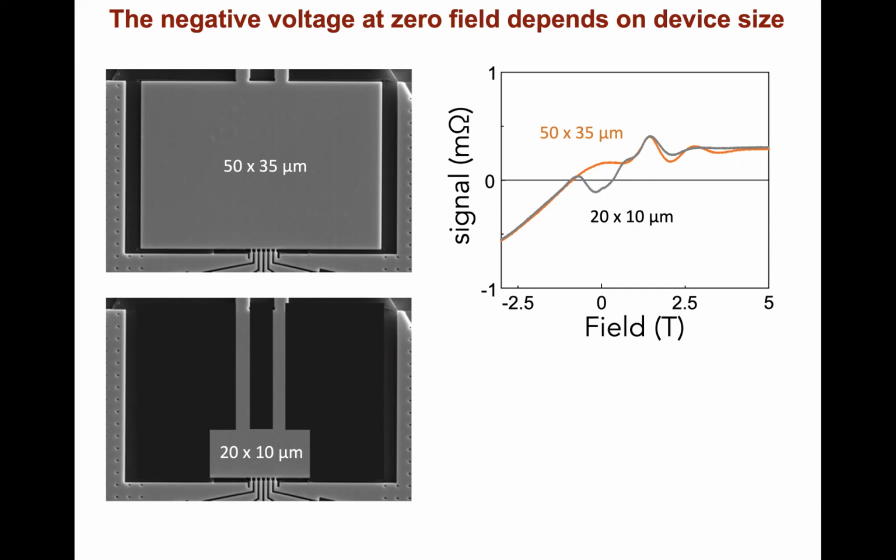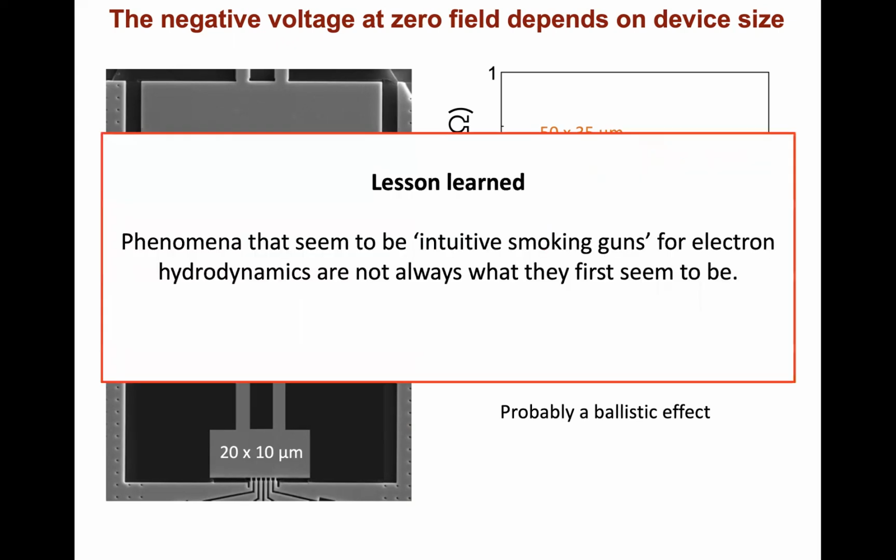So that was pretty worrying in terms of the intuitive hydrodynamic interpretation. And we don't have absolute proof, but I would say our negative voltage was probably also a ballistic effect. So the lesson learned there is that even phenomena that you think of at first as really intuitive smoking guns for electron hydrodynamics or for viscous electrons, they're not always what they at first seem to be.